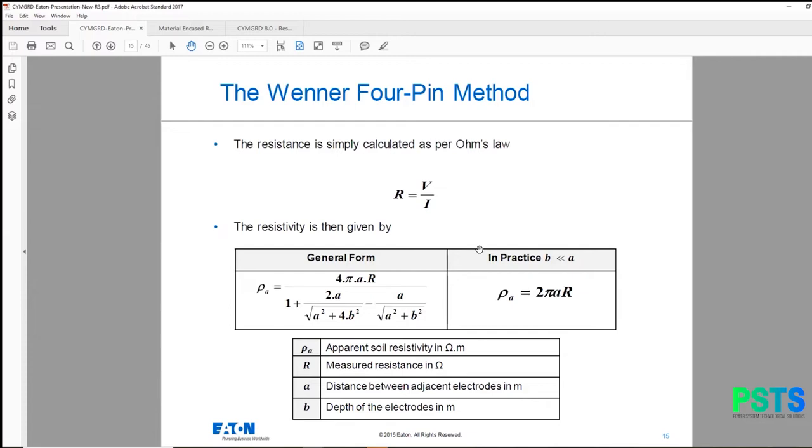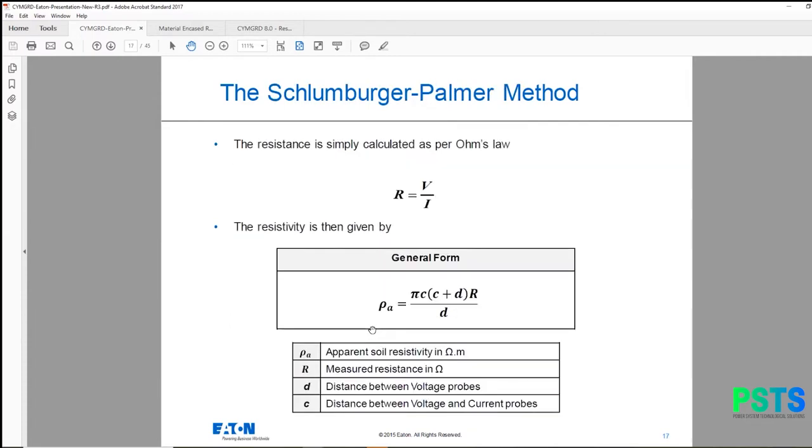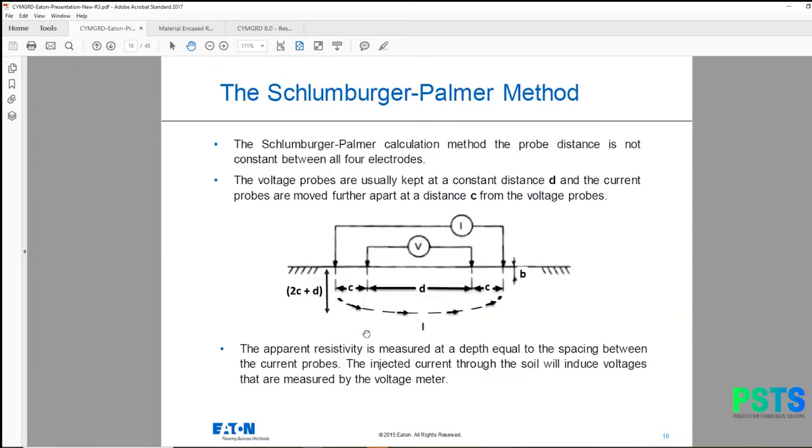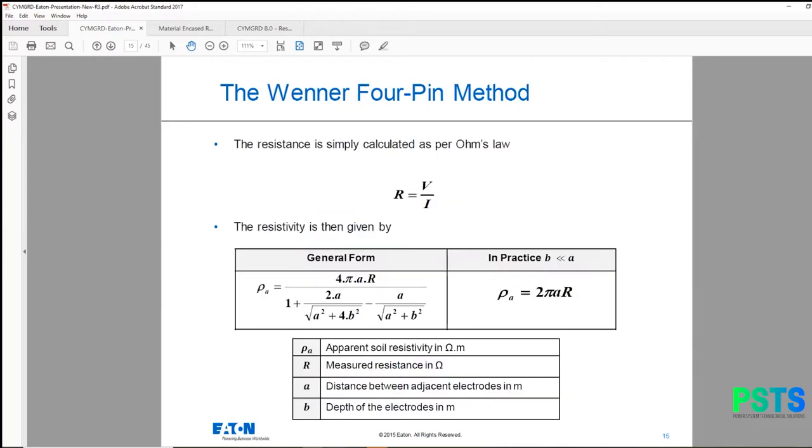Okay, I can continue. So this is the most common method. There's another method, but I'll send it to Sebastian, you can pass it on, you can read it. But this is the most common method to get the measurements. So what do we do in CYMGRD?